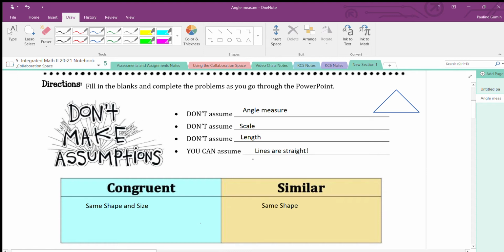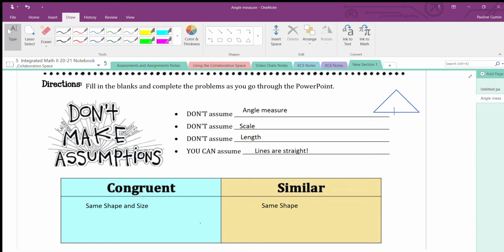I can assume one thing. Lines are straight. If lines have bends and curves in them, it will be obvious. Well, at least there's one thing we can assume, right?